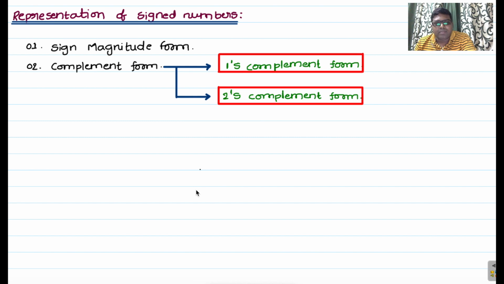Okay, so this is representation of sign numbers. Sign means what? A positive sign and a negative sign. Positive sign things are already discussed in earlier sessions, right? So now we have to focus on negative numbers. In that situation, we have to go for these two methods: one is sign magnitude form, another one is complement form. Again, this complement form is classified into two ways: one is one's complement form, another one is two's complement form, right? So you should remember only one thing.